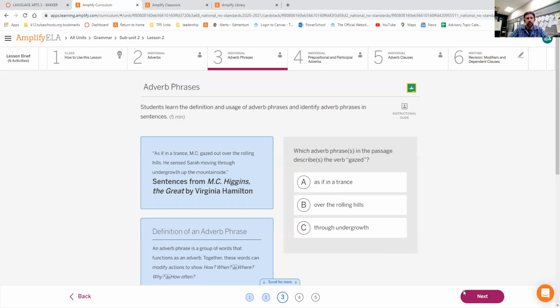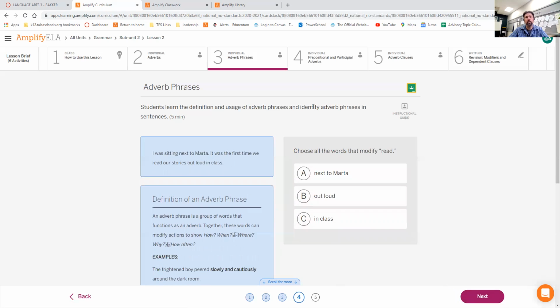As if in a trance, MC gazed out over the rolling hills. He sensed Sarah moving through undergrowth up the mountainside. He gazed. Okay, so right here is the word gazed. How did he gaze? Well, he gazed as if in a trance, right? So very much like focused. And he also gazed over the rolling hills. That's where he gazed. Both of these things describe him looking. Through the undergrowth, no, that's Sarah moving, right? Sarah moved through the undergrowth. A and B are your correct answers. I will let you do 4 and 5 on your own.